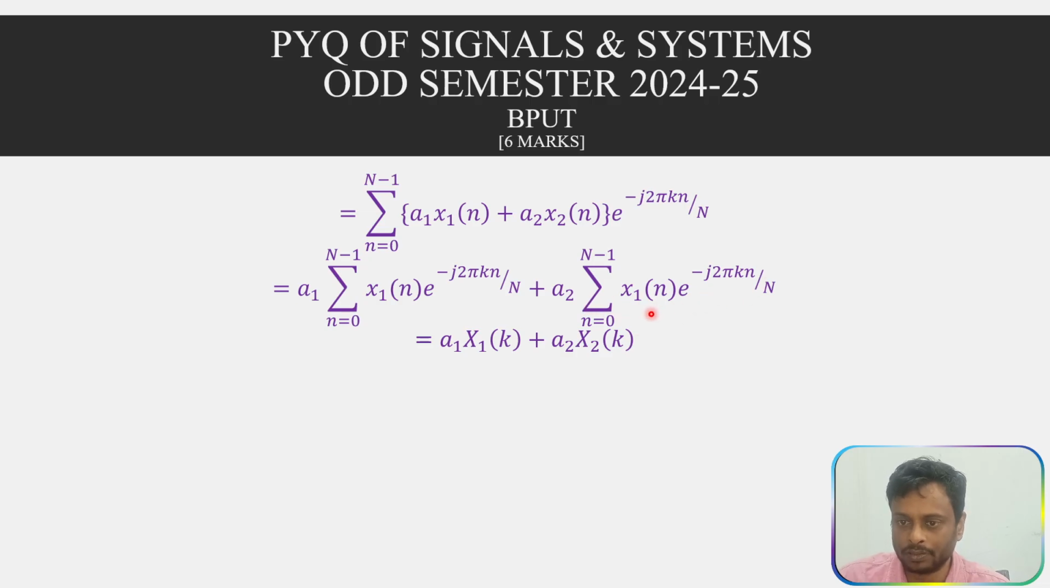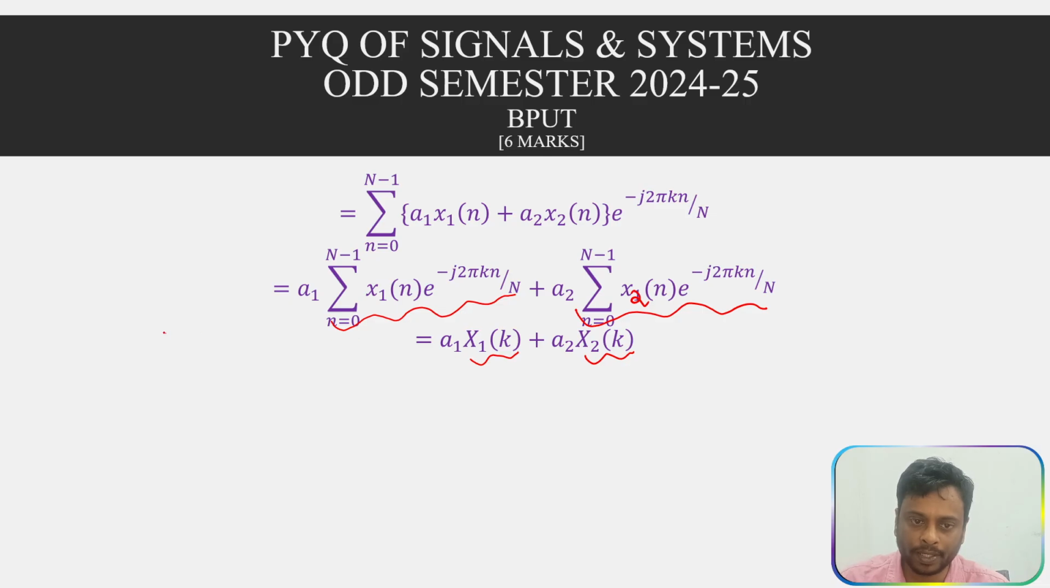Okay. So nothing, just x is replaced by x1. Similarly, this is x2 of n. So this is x2 of k equal to this whole formula. Similarly, x1 of k equal to this whole one. This is the formula for x1 of k.